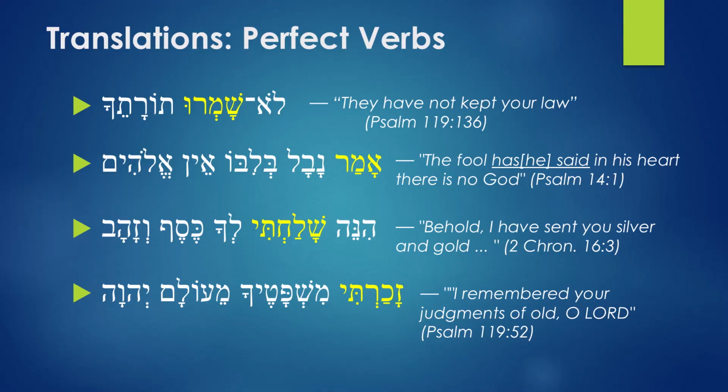That suffix on the word lev means his heart, showing possession. And then you have ein. Ein means no. Elohim means God. So you have, he said, fool, in his heart, no God. Ein, no. Elohim, God. And when you bring it into English, the translation becomes, the fool said in his heart, there is no God. That is Psalms 14 verse 1.